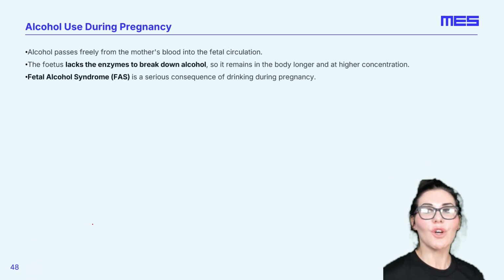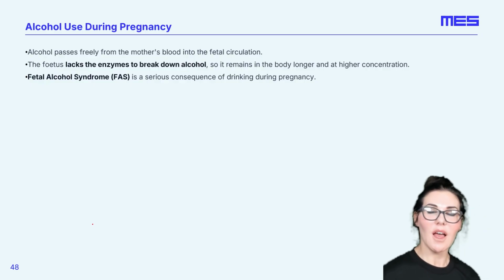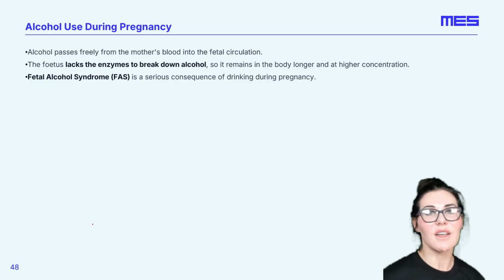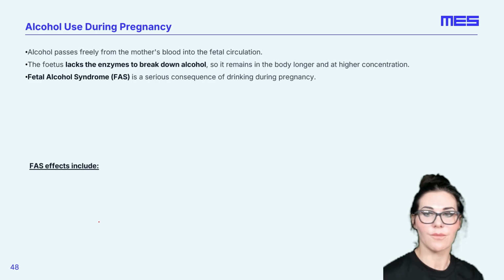Alcohol. Alcohol will freely move from mother's blood across the placenta into the baby's blood, and the baby hasn't developed fully yet, so unlike an adult, it doesn't have the right enzymes to deal with alcohol. It can't break it down properly, so the alcohol stays in the system of the fetus in very high concentrations for a long time, and we call this fetal alcohol syndrome, or FAS, and it's a very serious condition.